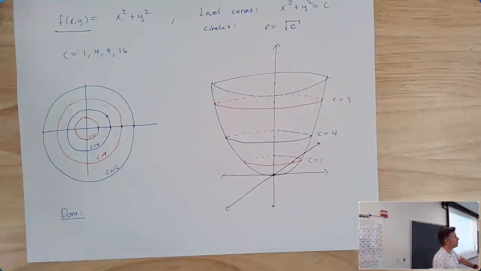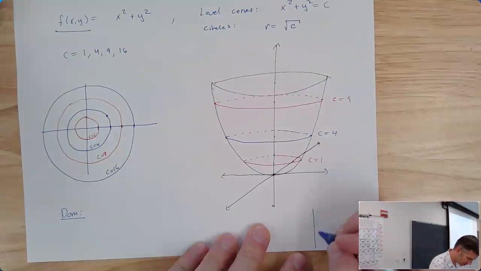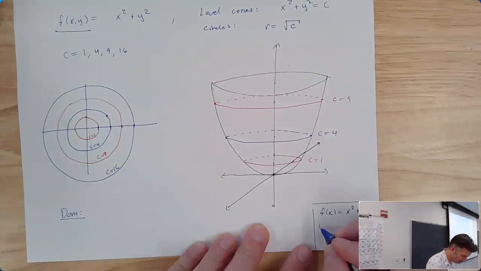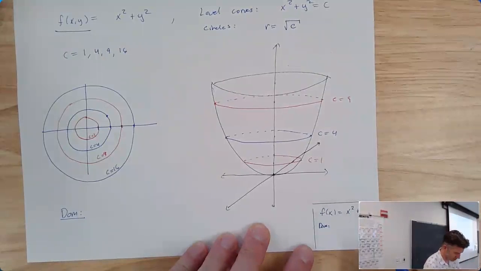Now be careful. Everything here does not mean all real numbers. That would be what everything is in one dimension. So if you had a function of just x, for example, if I said my function f of x was x squared plus 1, the domain would be all real numbers.